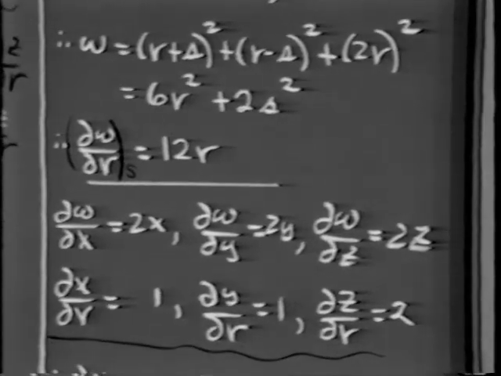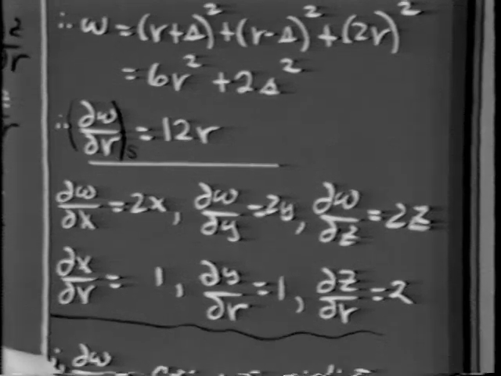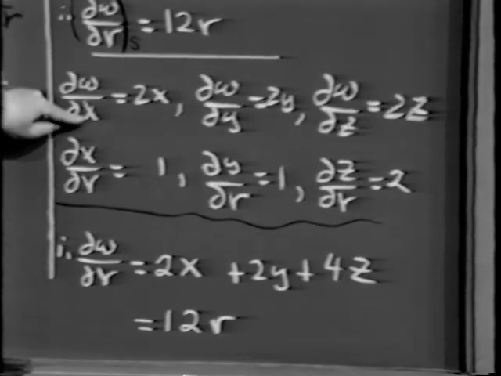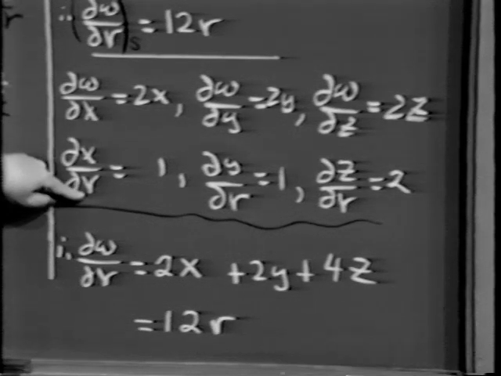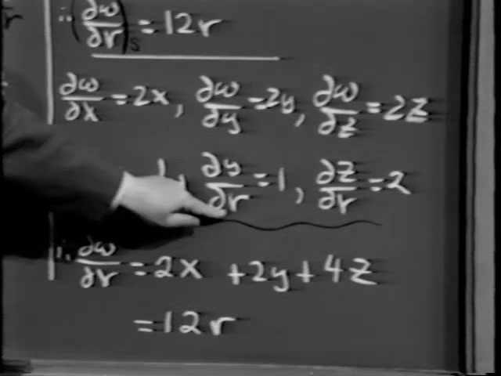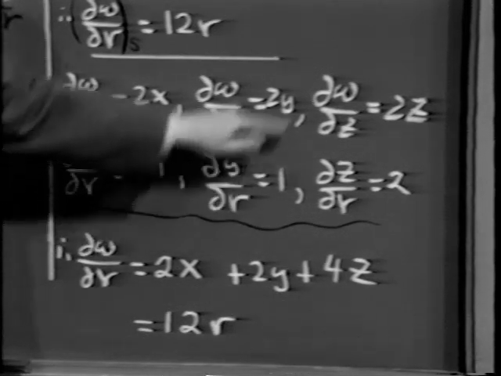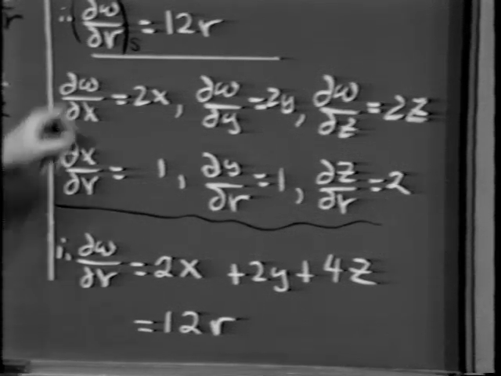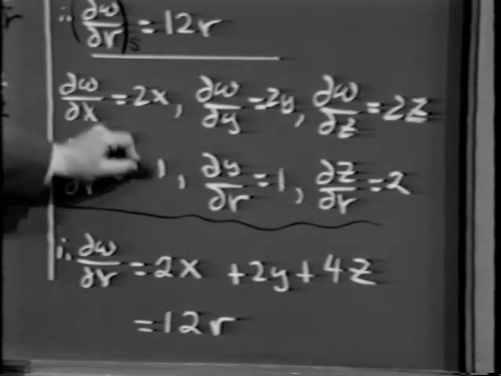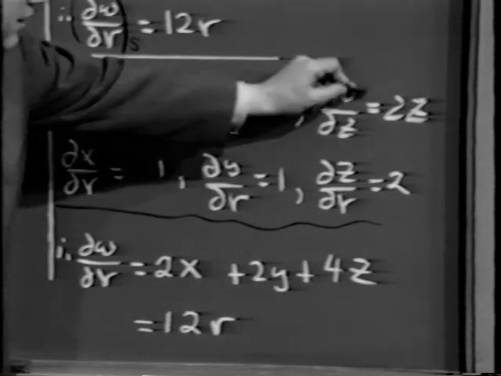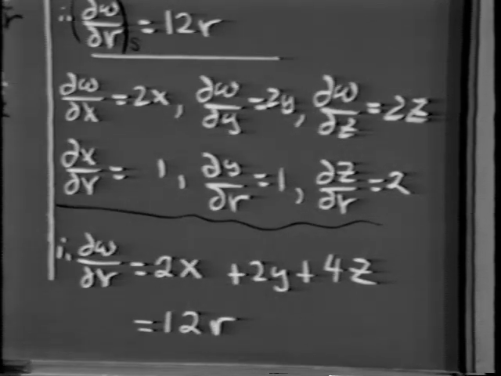Now, what the chain rule says is what? To find the partial of w with respect to r, you just take the partial of w with respect to x times the partial of x with respect to r, plus the partial of w with respect to y times the partial of y with respect to r, plus the partial of w with respect to z times the partial of z with respect to r. And if we do that in this case, we simply get what? 2x plus 2y plus 4z.